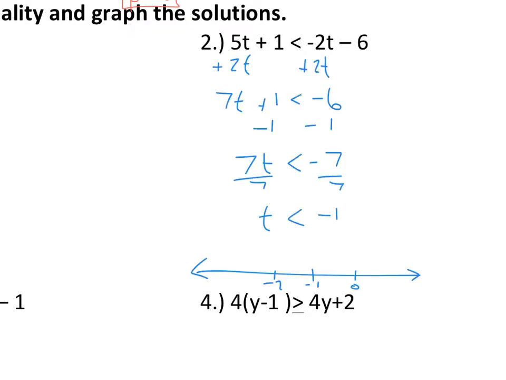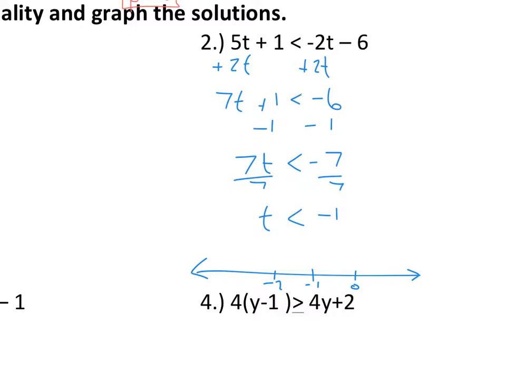Okay, so on this one, as you can see, I've done the work here. I had more t's on the left than on the right, so I just took my negative 2t, and to make that become 0, I had to add 2t to both, because negative 2t plus 2t equals 0. So you have 7t plus 1 is less than negative 6. You could have, by the way, taken the 5t to the right side. So you could have gotten the same solution as me, taking the t's the other way. Doesn't really matter.